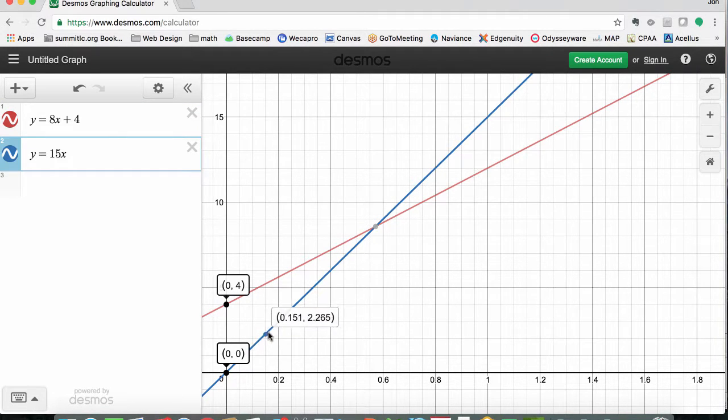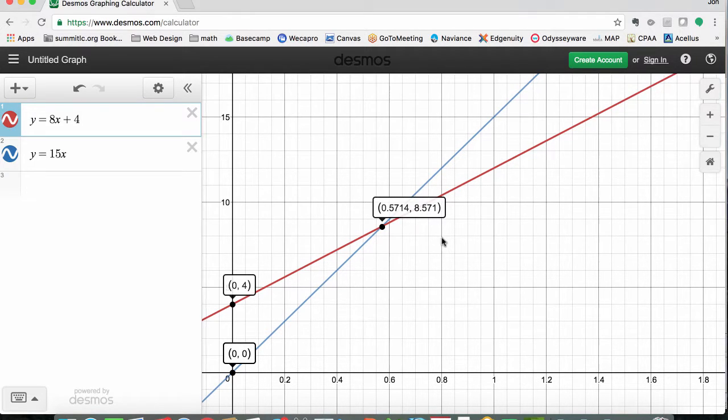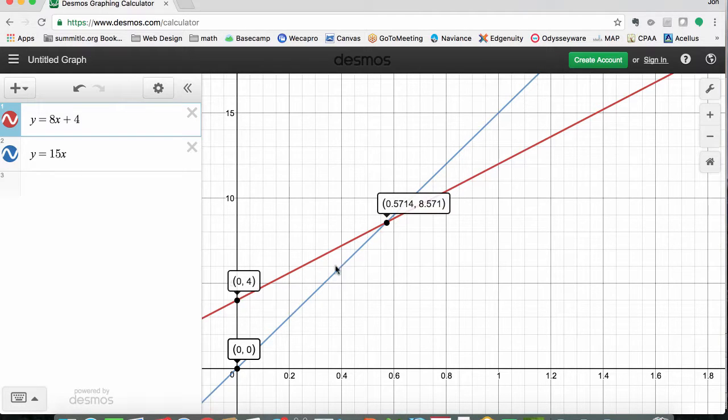But really quickly, Haley starts to catch up in distance with Jordan. And right here, a little bit over half an hour, at 0.5714 hours, their distance is the same. This is where she taps him on the back and says, hey, I caught up with you right here. They've both traveled 8.571 miles, and beyond that point, Haley is much farther in distance than Jordan is. Now we have a graph that shows two linear equations, and the solution, when Haley catches up with Jordan, is where they intersect. It's where my two lines intersect.